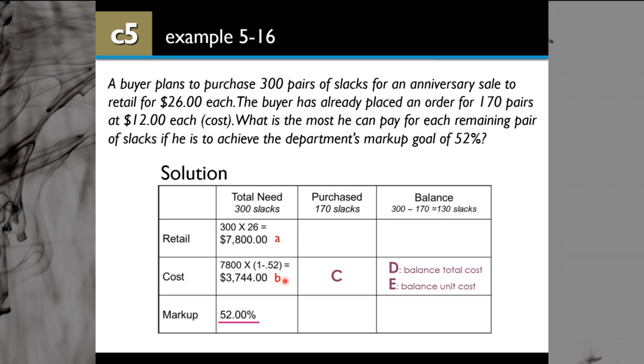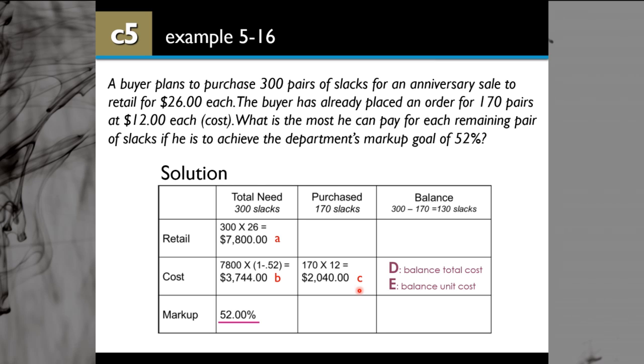So now you can calculate your purchases. Also, this is given in the example. It says the buyer has already placed an order of 170 pairs at 12. So what you can do is simply multiply total pairs with the cost. So there will be 2,040.